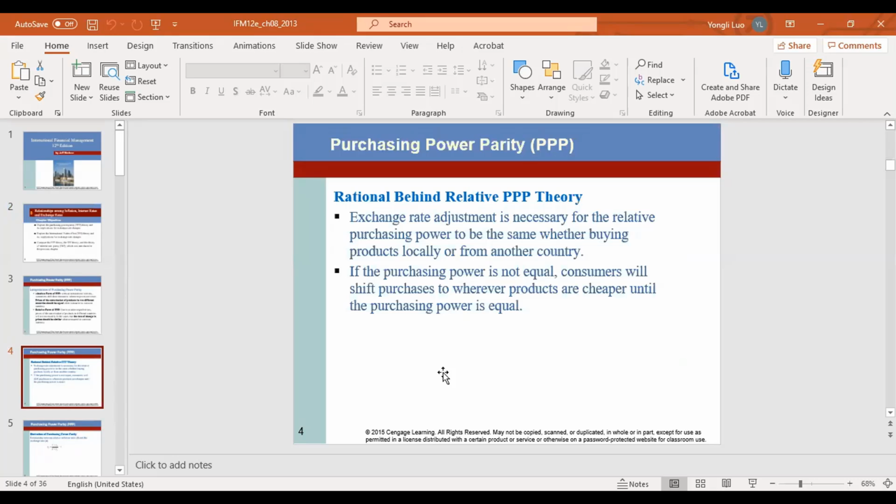The rationale behind the relative PPP theory is that exchange rate adjustment is necessary for the relative purchasing power to be the same, whether buying products locally or from another country. If the purchasing power is not equal, consumers will shift purchases to wherever products are cheaper until the purchasing power is equal.